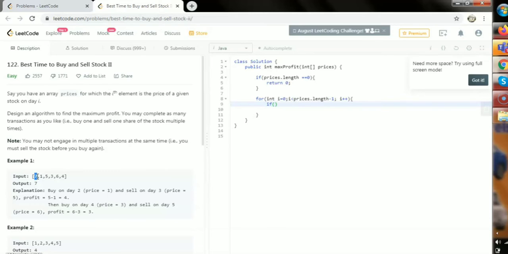So you just need to verify that this amount is less than your next index amount.